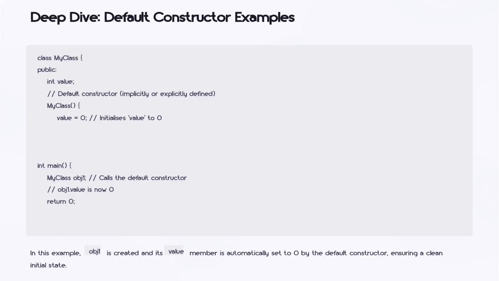Let's see the default constructor example. In this example, object 1 is created and its value member is automatically set to 0 by the default constructor, ensuring a clean initialized state.